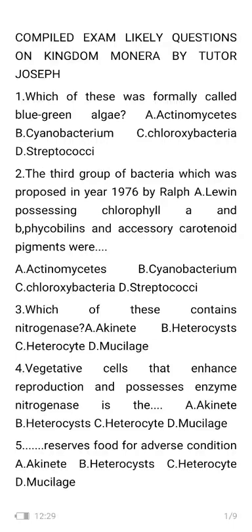Number 4, vegetative cells that enhance reproduction and possess enzyme nitrogenase is the dash. A. Akinete, B. Heterocyst, C. Heterocyte, and D. Mucilage. What is the answer that possesses vegetative cells and also possesses nitrogenase? So the answer is heterocyst, B. Number 5, dash reserves food for adverse condition. The answer is the akinete. The akinete does that.